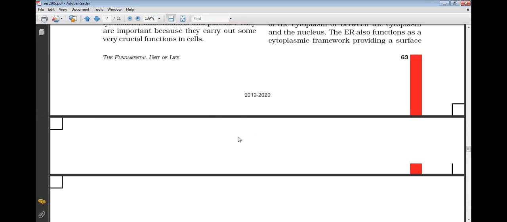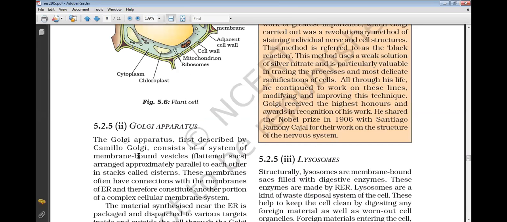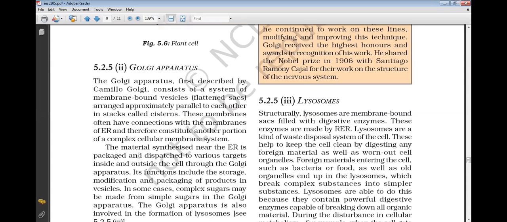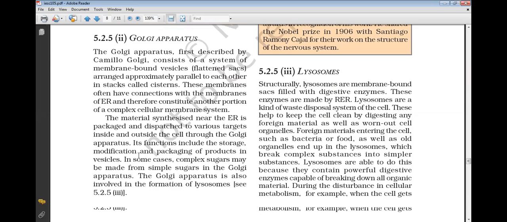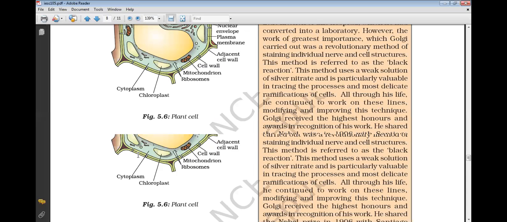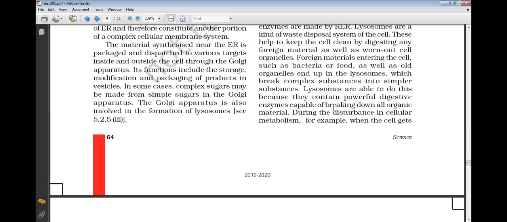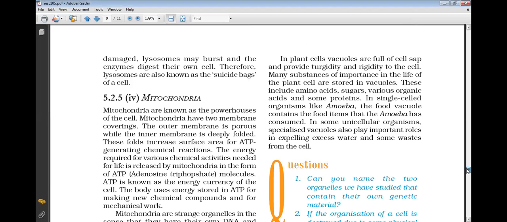Another cell organelle we studied yesterday was the Golgi bodies. They have a cistern structure, stacked cisterns. The main function is storage of protein, transportation, and packaging. Then the third cell organelle was lysosomes. Lysosomes have digestive enzymes, which digest organic materials. Lysosomes are also known as suicidal bags.